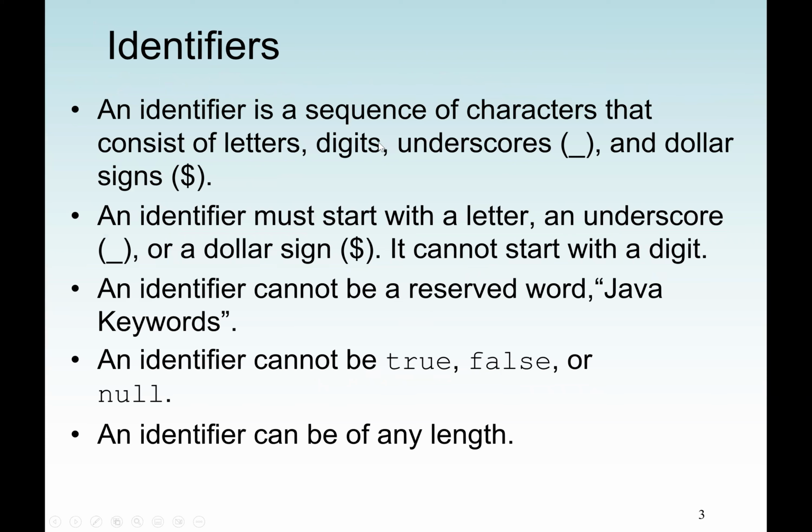An identifier is a sequence of characters that consists of letters, digits, underscores, and the $ sign. So for example, to name a variable, we can only use uppercase or lowercase letters, digits, and underscores or the $ sign. Those are the only two symbols we can use. And also we cannot start with a digit. So an identifier must start with a letter, an underscore, or the $ sign. We cannot start with a digit.